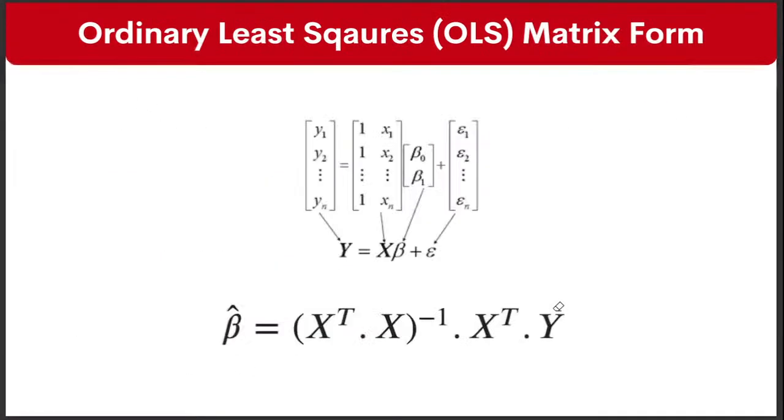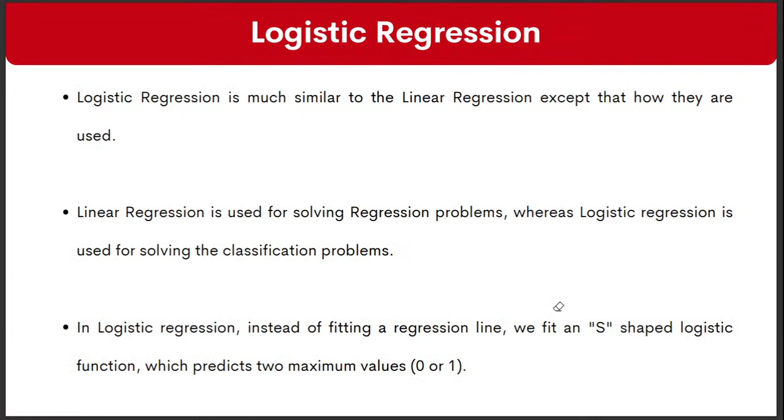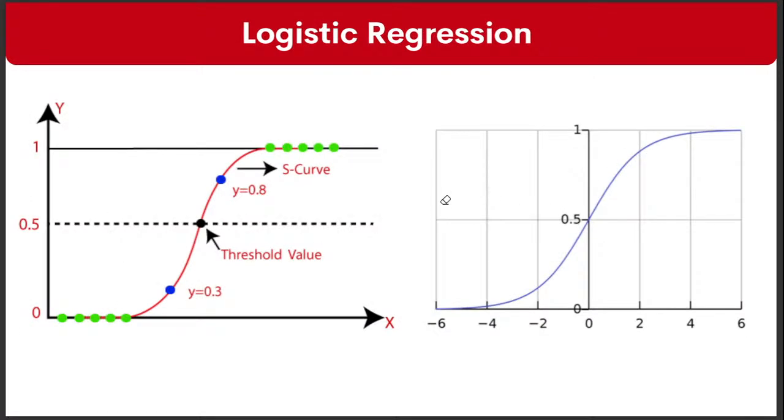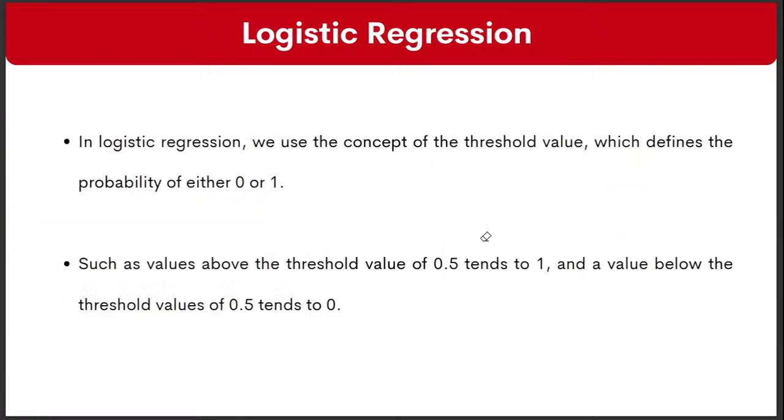Here the 0 or 1, the binary classification, can be obtained with logistic regression. This is the formula, 1 by 1 plus e power minus x, the formula of the sigmoid curve. If you apply your values here and plot it, you will get a sigmoid curve like this. Based on it, we will have a threshold value. If your new data point is above 0.5, say around 0.8, it will be predicted as 1. If it is below 0.5, it will be given as 0. So we can have this binary classification.